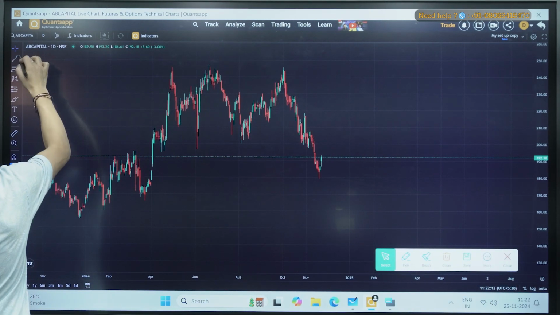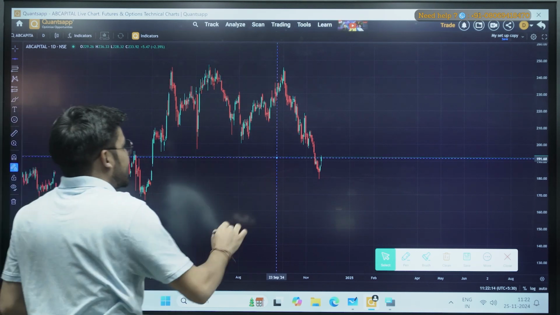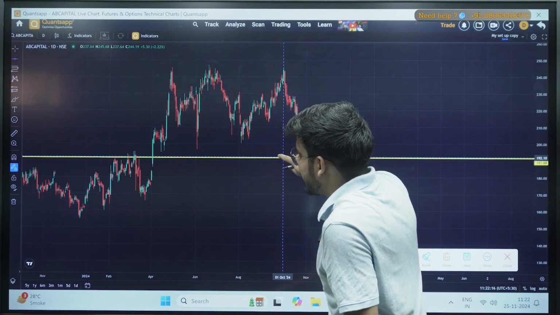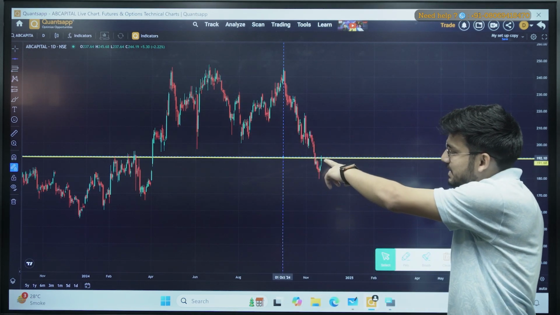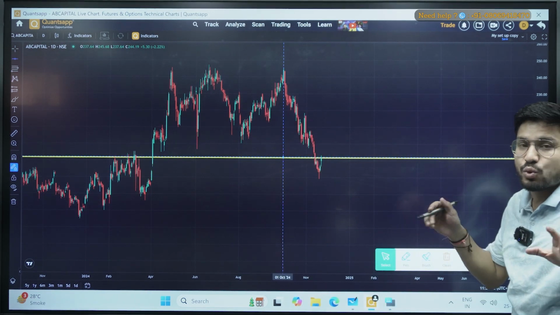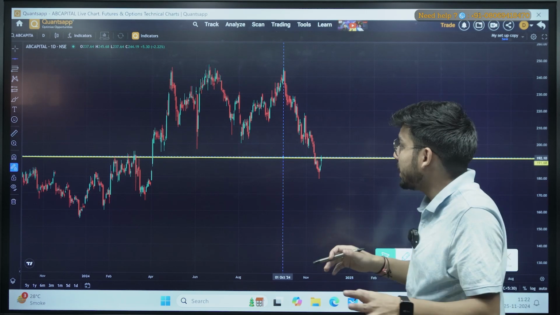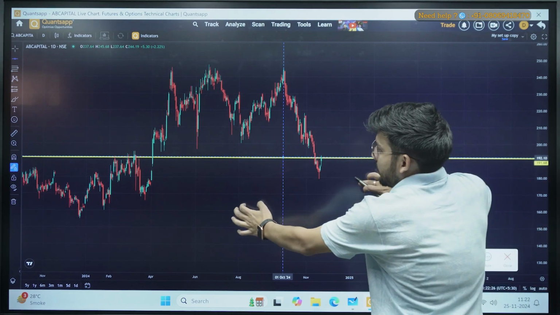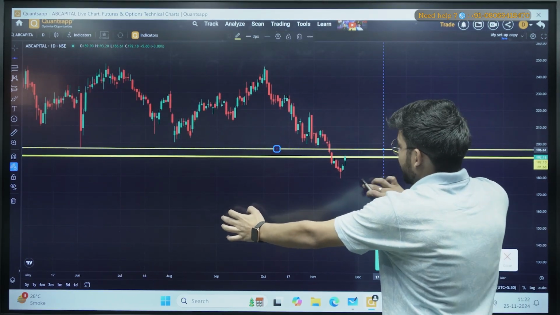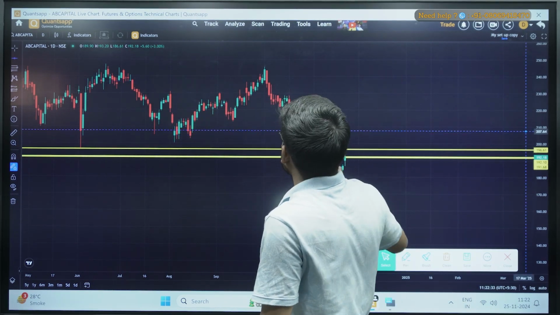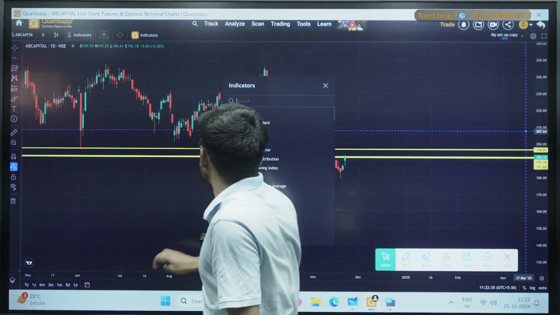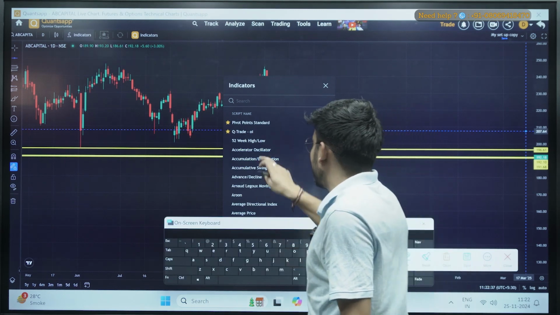So let me show you what that resistance is. You can see this is the resistance. My market took a rejection here as well. Now again my market is breaking that resistance, so that can be a crucial moment for me to take the entry. Now we will confirm our upward trend with the help of an indicator, and that indicator would be the volume. So I will just apply volume here.